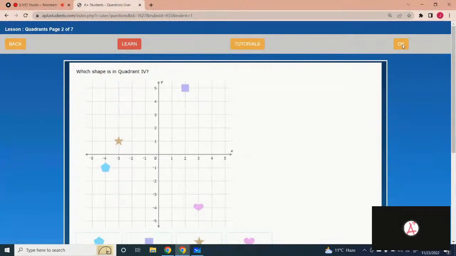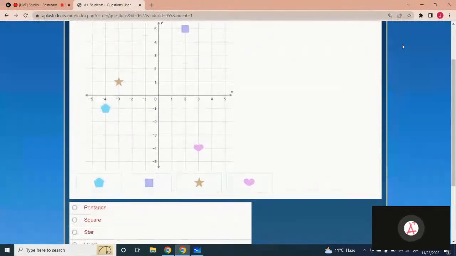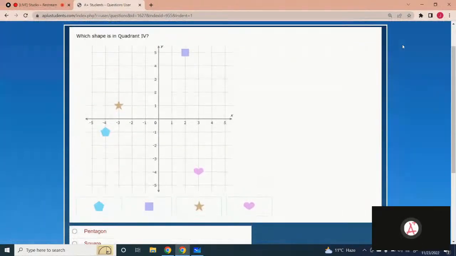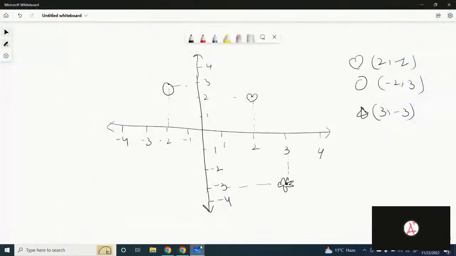Okay, yes, we have. Which shape is in fourth quadrant? We are given shapes: square, star, pentagon, hexagon, I think, or a heart. So which shape is in fourth quadrant? Yes, heart is at 2, 2. Y is also positive, right above the origin. So it is 2 and 2. Got it?